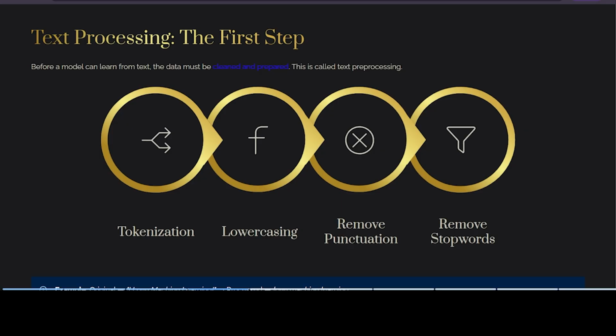Next, removing punctuation. When you write something like "I love machine learning!", you give an exclamation mark at the end. The processing will remove the exclamation mark, because punctuation usually doesn't contribute much to understanding the meaning.